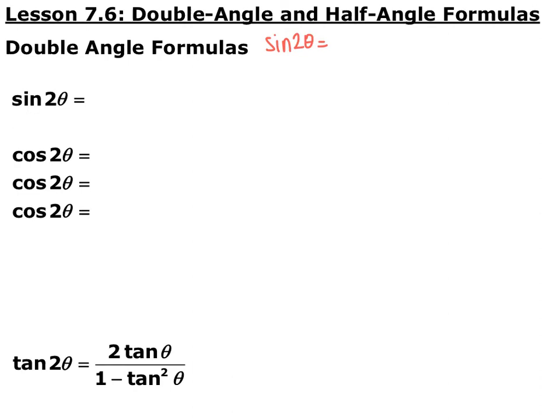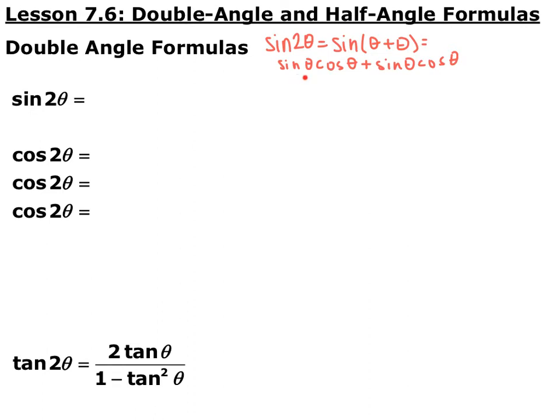For example, the sine of 2 theta is the same thing as the sine of theta plus theta. So I'm going to apply the sum formula for sine to this. The sum formula for sine is sine of alpha plus beta is equal to sine of alpha cosine beta plus sine of beta cosine alpha. But now alpha and beta are just both the same angle.